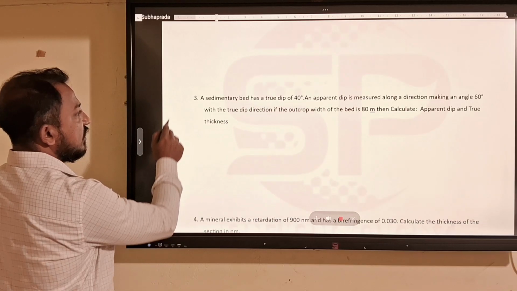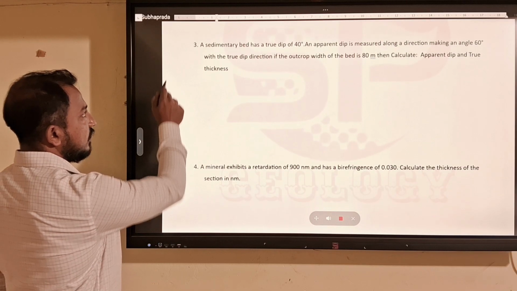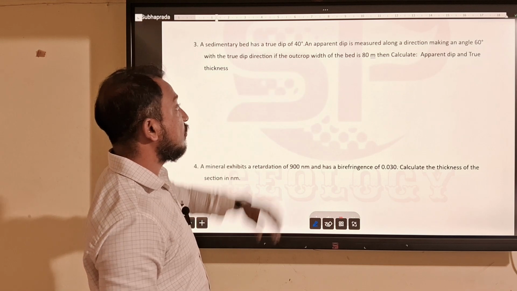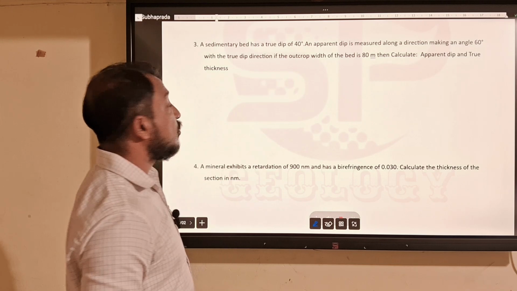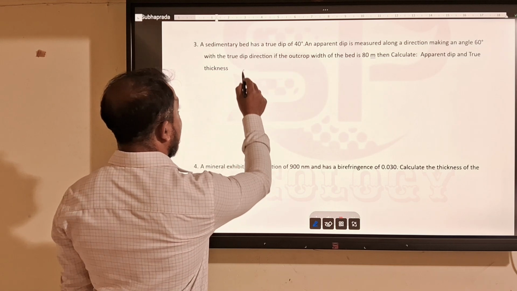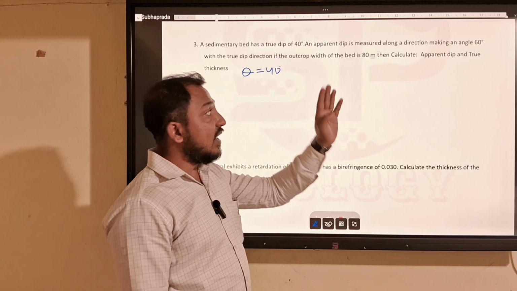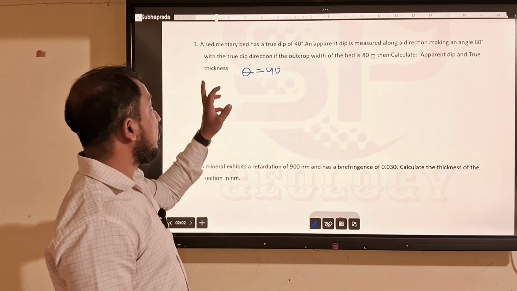Let's move to the next question, and also pause and try to solve this. A sedimentary bed has a true dip of 40 degrees, so theta is given as 40 degrees. An apparent dip is measured along a direction making an angle of 60 degrees to the true dip direction.